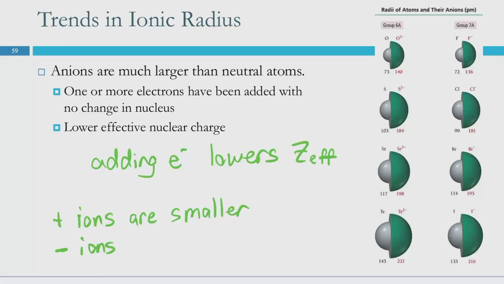Negative ions are bigger. We've got the same comparison groups over here. We've got the atoms on the left, their anions on the right. We can see the atom is always smaller than the anion. It's a pretty drastic change in size for some of these as well.